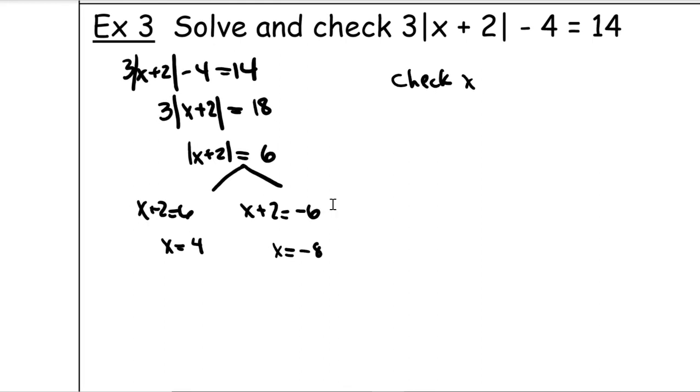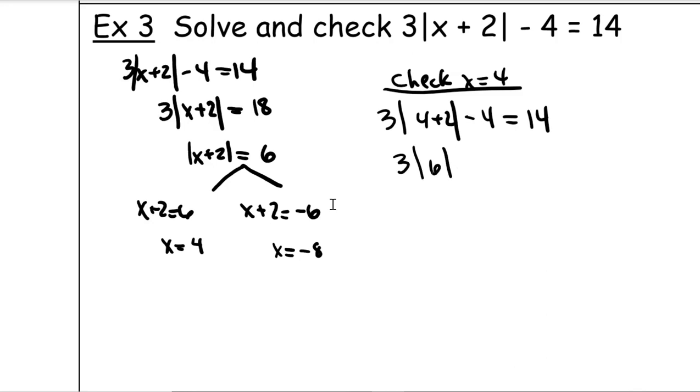x equals 4. So we're going to have 3 times the absolute value. Now we're plugging in 4 for the x. We're going to have 4 plus 2 in the absolute value, and then minus 4. We want to see if that is equal to 14. So let's do the arithmetic one step at a time. 3 times the absolute value of 6, minus 4. Does that equal 14? About to find out. Now the absolute value of 6 is 6, so that's cool, because sometimes you might get a negative number in there.